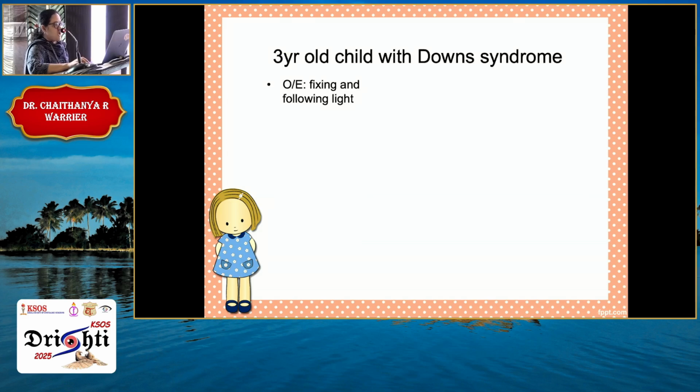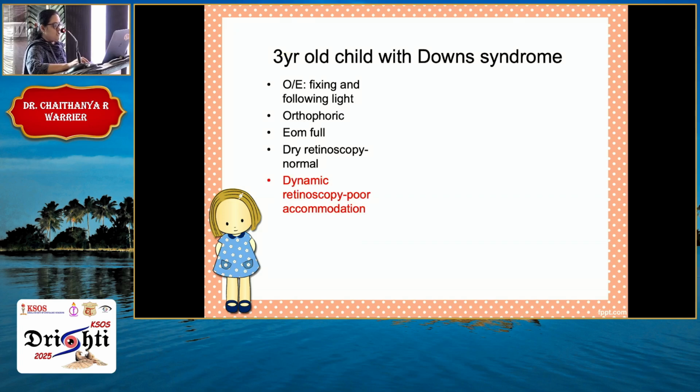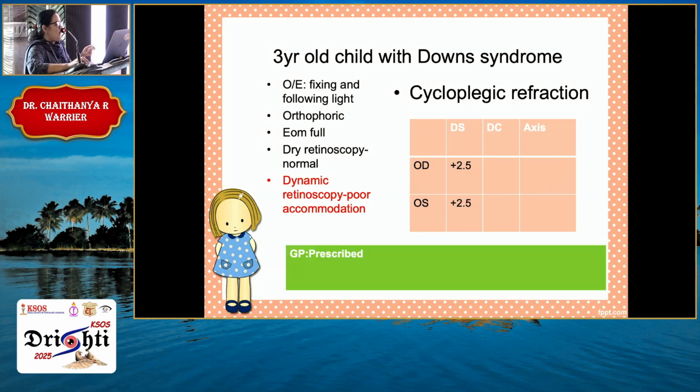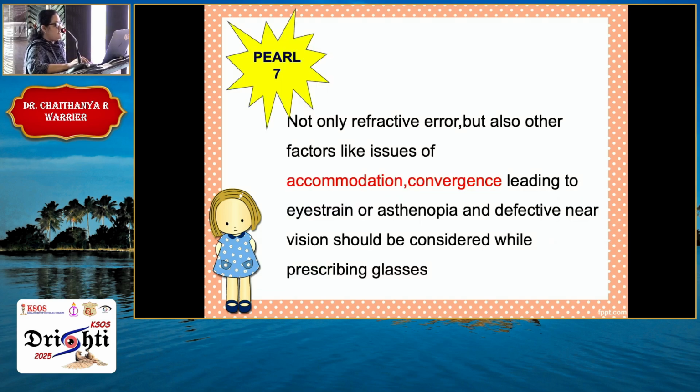A 3-year-old child with Down syndrome came for ocular evaluation. Dry retinoscopy was normal, but dynamic retinoscopy revealed poor accommodation. Cycloplegic refraction was also normal, but due to poor accommodation, we can prescribe a plus power. So, pearl number 7, not only refractive error, but also other factors like issues of accommodation and convergence that lead to eye strain or asthenopia, and defective near vision should also be considered while prescribing glasses.